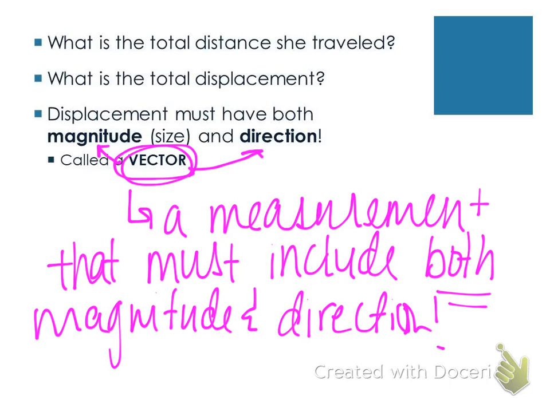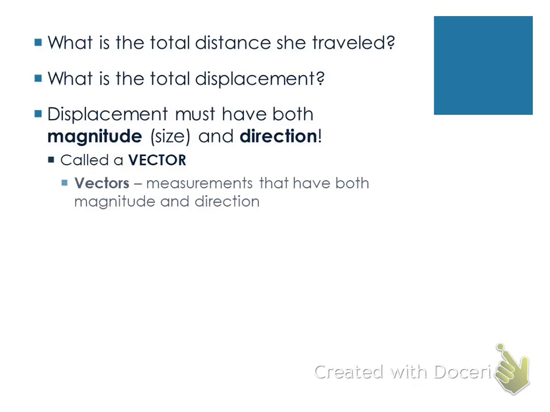Displacement is the first example we encounter of a vector. Does that make sense? We represent vectors with an arrow. So that's why we drew our walking distances with an arrow. Okay, represented by arrows on diagrams.